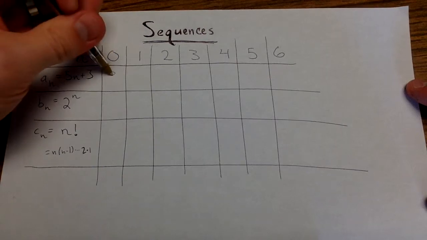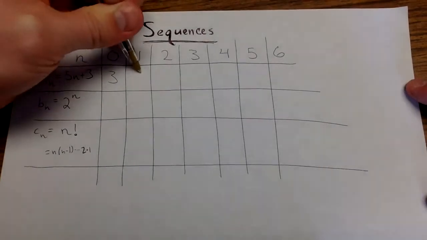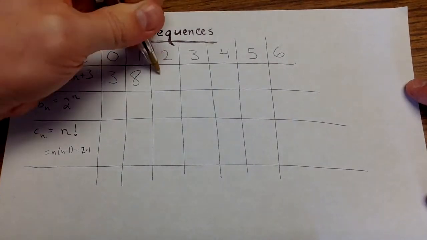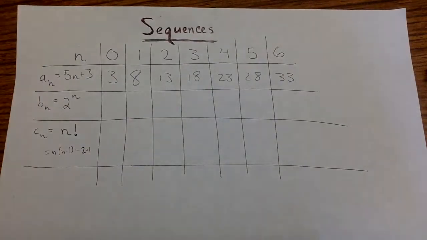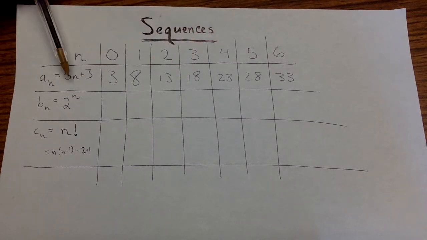For instance, I can evaluate a sub n. 5 times 0 plus 3 is 3. 5 times 1 plus 3 is 8. 5 times 2 plus 3 is 13. And I can finish evaluating the sequence as far as the values of n that I've specified. Again, I just plug in a value of n, like 3, and I can do 5 times 3 plus 3 to get 18.